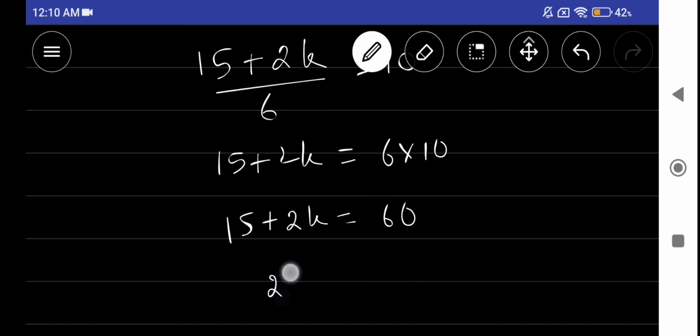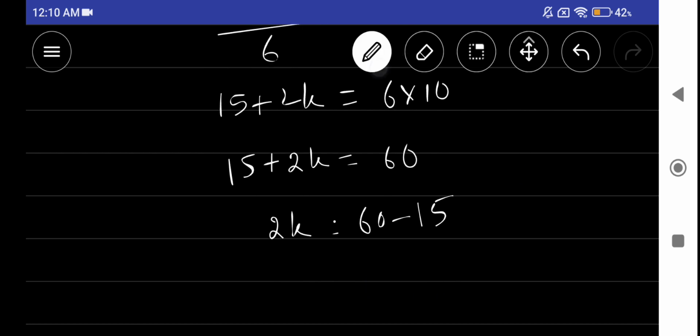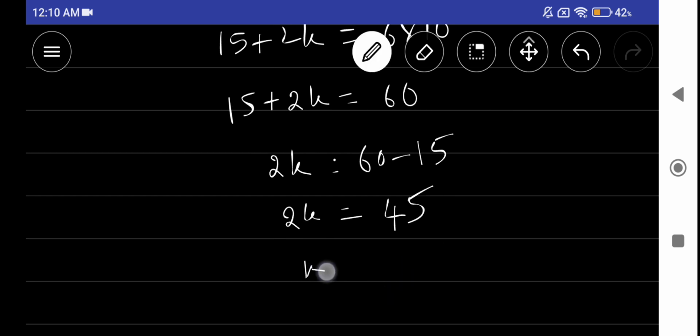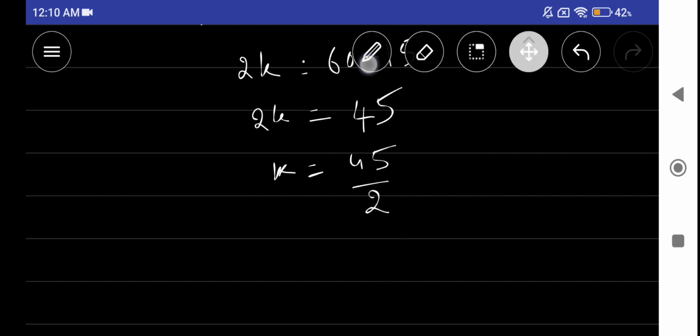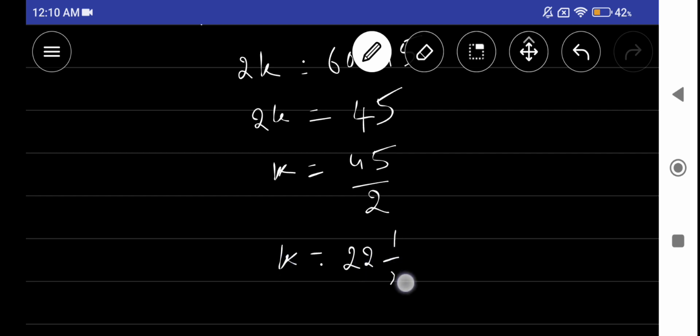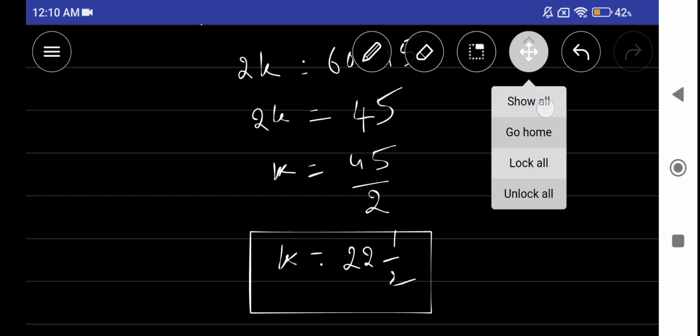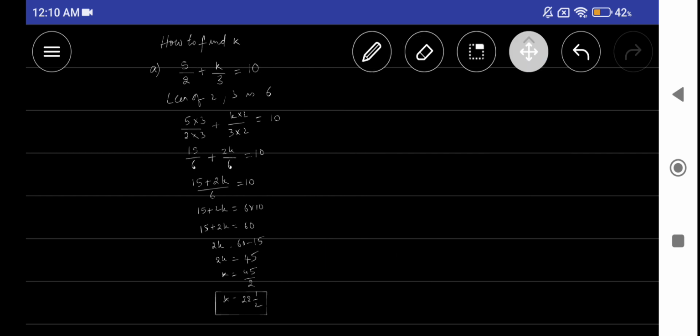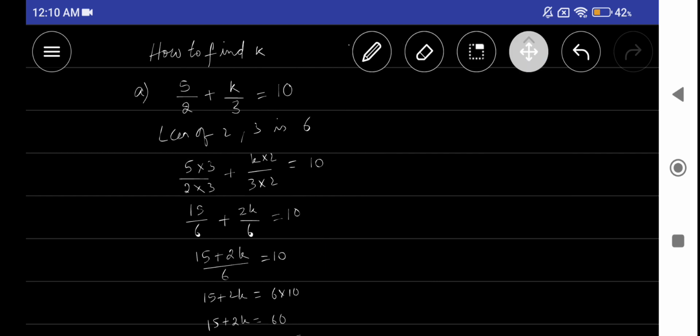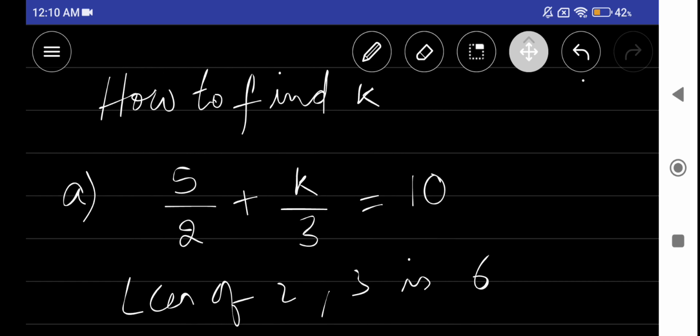So finally, we take 15 to the right side: 60 minus 15, so 2k is equal to 60 minus 15, which is 45. Finally, k is multiplied with 2, so to get k we divide: 45 by 2. So k is equal to 22.5. So this is the value.